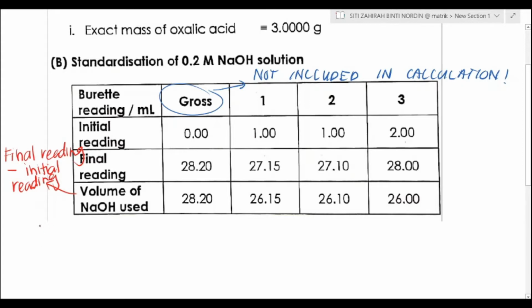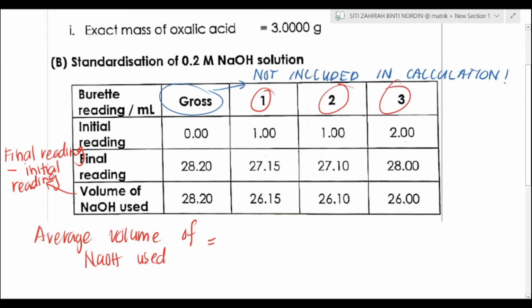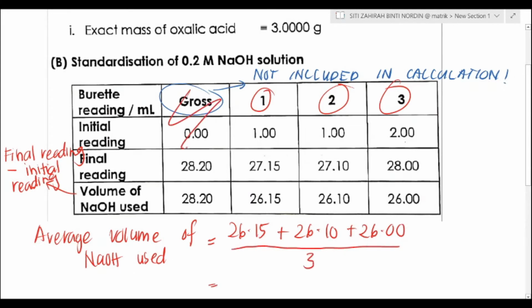So first, you need to figure out the average volume of sodium hydroxide used, and that would be the average of your first, second, and third volume of sodium hydroxide used. So 26.15 plus 26.10 plus 26.00 divided by 3. Remember that we don't include gross reading in any calculation. So that would be 26.08 ml.